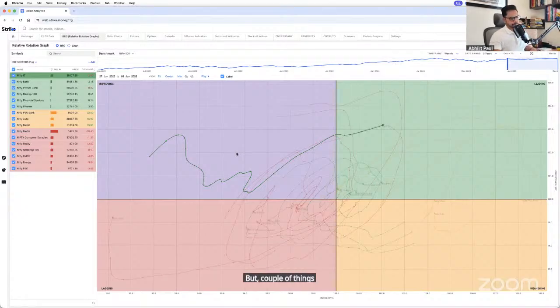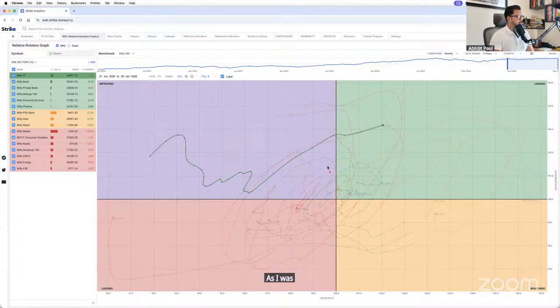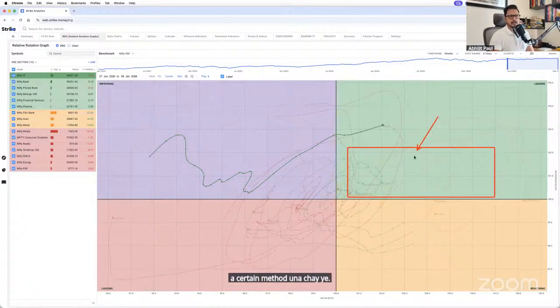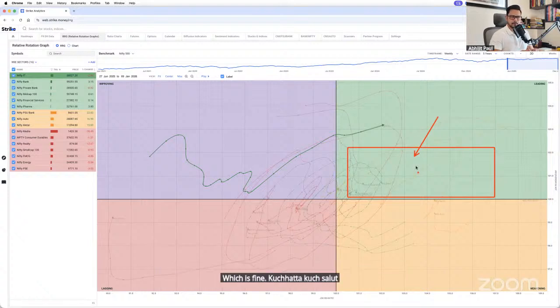But a couple of things which I have learned the hard way is the fact that RRG or relative strength or anything is just a tool that we are adding to our entire decision-making arsenal. As I was answering someone some time back, having a certain method is what makes it enjoyable. There's a certain method I put into my decision making, and based on this method I am doing what I'm doing. I'm not doing it randomly. I have done that myself also, there is a certain degree of randomness: sometimes I saw something, liked it and did it, sometimes I saw something else, liked it and did it. That is fine up to a certain extent, for some years. Because after that randomness, someone realizes, no, this won't work, I have to learn. After learning, you have to get a grip on a certain method, a certain strategy. I have to become really good at it.